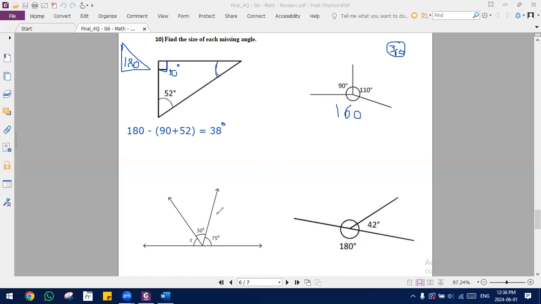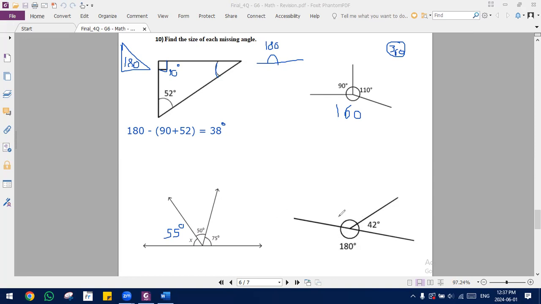Then the third one, in total, all of them make a straight line. We said that we should memorize that a straight line angle is equal to 180 degrees. So here we have 75 and 50, which is 125. Let me put 5 to make 130. And then let's put 50, it's 180. So 55 degrees.